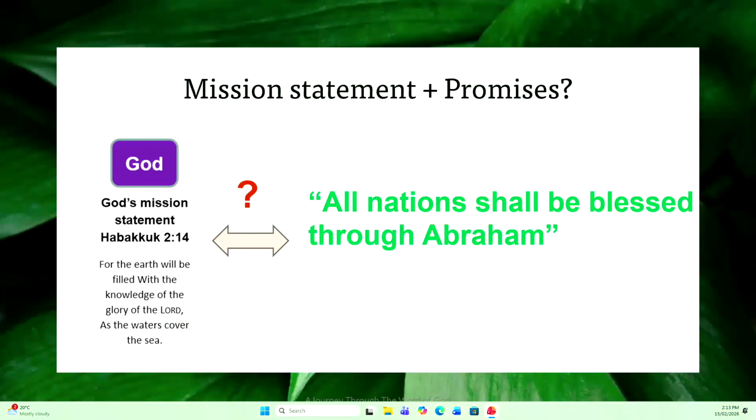Okay, so what is the link between God's mission statement with the earth and the promise made to Abraham? Who can tell me? What's the missing link? What joins them together? Yeah, it's Jesus. And Mike talked about Jesus last week, about the promise made about the seed of the woman. So Jesus really is part of this golden thread that weaves throughout scriptures.